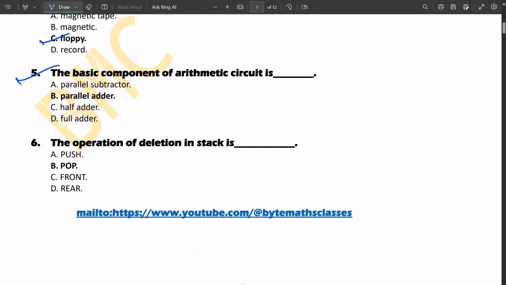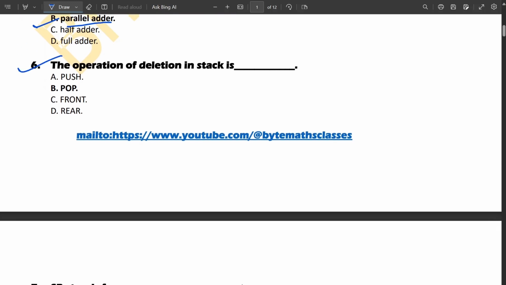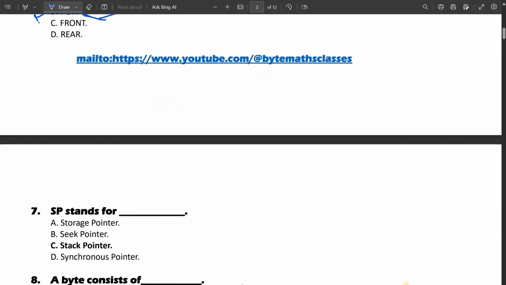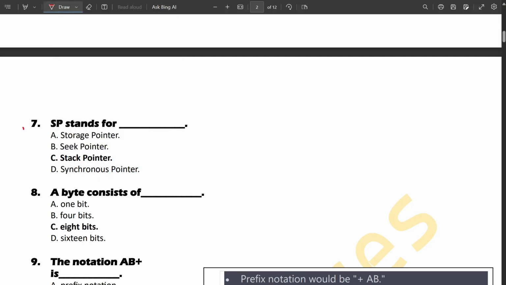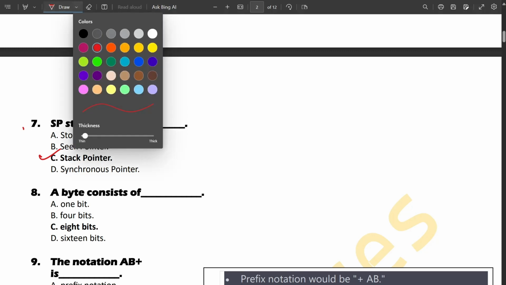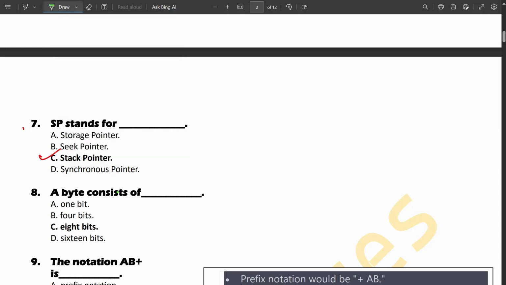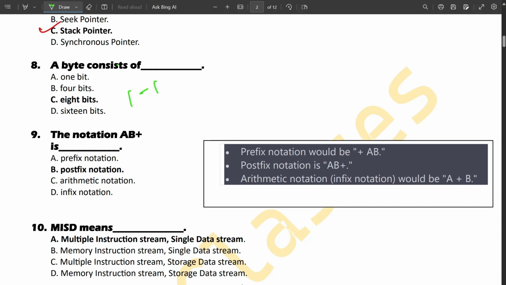Next, the basic component of an arithmetic circuit is what? Parallel adder. Next, the operation of deletion in stack is the pop operation. Option number B is correct. Next, SP stands for what? SP stands for option number C, stack pointer. A byte consists of 8 bits. So option number C is correct.